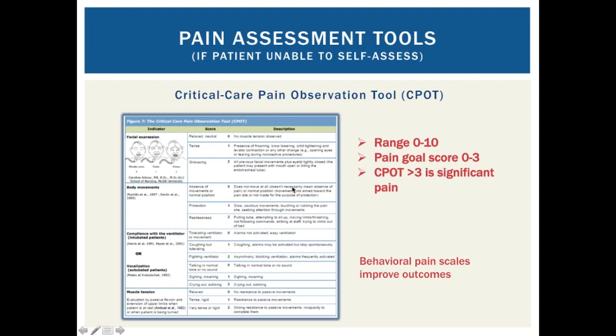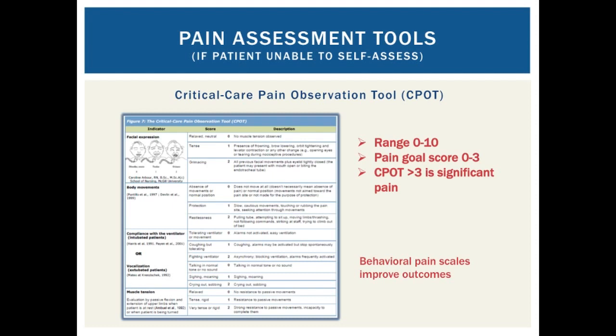The CPOT score ranges from 0 to 10. Your pain goal is basically less than 3. Anything greater than 3 is considered significant pain. And we didn't specifically say this, but assuming you can't speak or tell the physician or the nurse that you're in pain, we have options on what we can use. It seems that statistically, behavioral pain scales are actually better than just looking at patients' vitals alone, because things can be confusing.